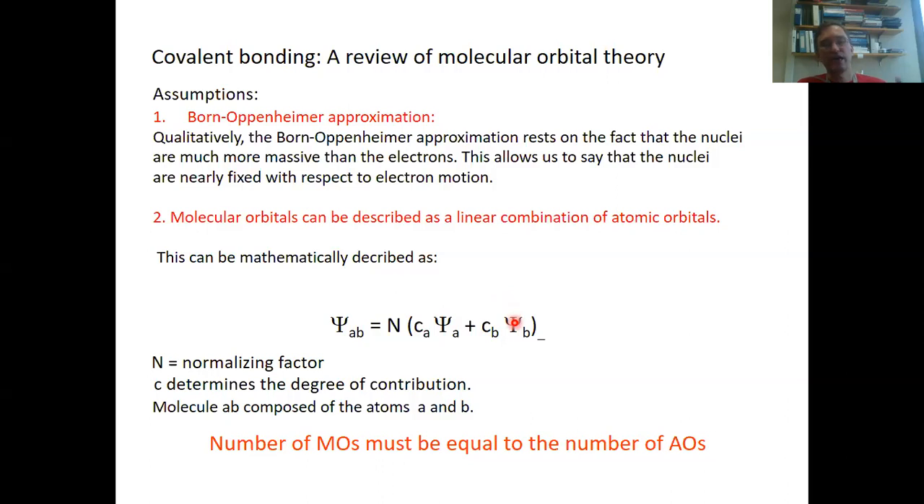This reflects the fact that waves can interfere two ways. They can interfere both constructively and destructively. So the constructive interference refers to the vectorial addition, and the destructive interference refers to the vectorial subtraction of the two atomic orbitals.